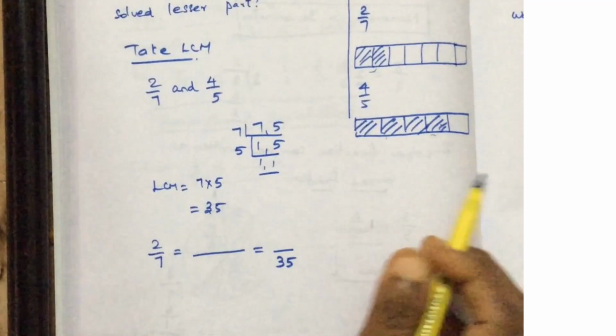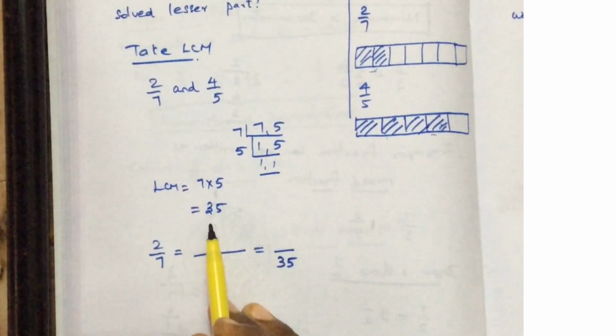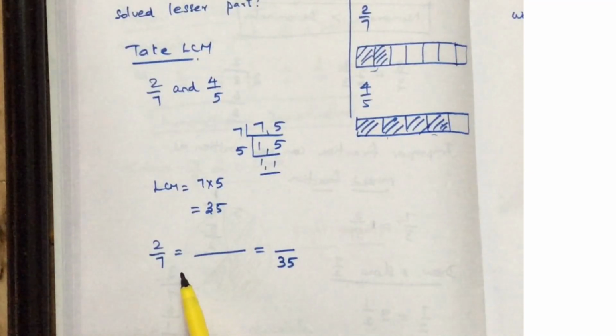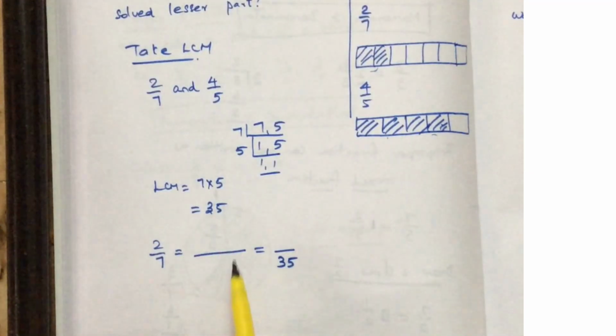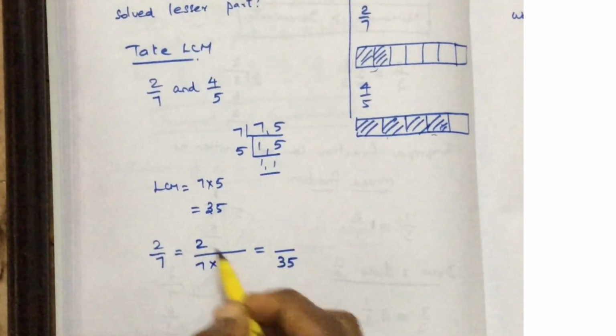Okay, now first thing you have to take the LCM of the denominators, that is 35. Now we have to change this 7 to 35. Just now we studied that whatever number you multiply the numerator and denominator by, the fraction is equivalent to the original. So 2 by 7.